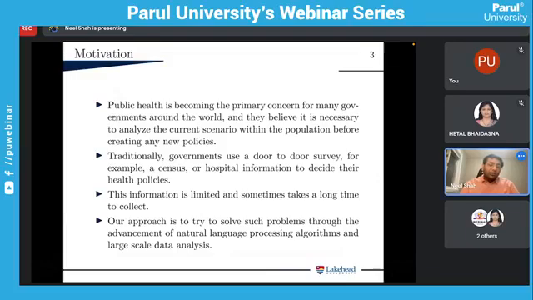So let's start with the other information, like the sub-motivations: the information is limited and sometimes takes a long time to collect, right? Even when we don't do door-to-door surveys, when we try to collect information from doctors and local hospitals, the number of cases and their understanding of a small geographical area, it still takes time, it's still limited, right? Our approach tries to solve such a problem through the advancement of natural language processing algorithms and large-scale data analytics.